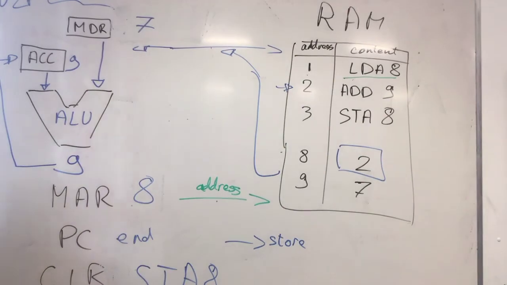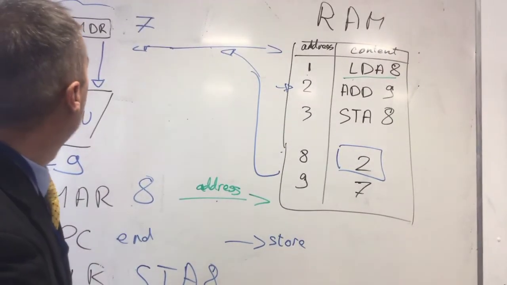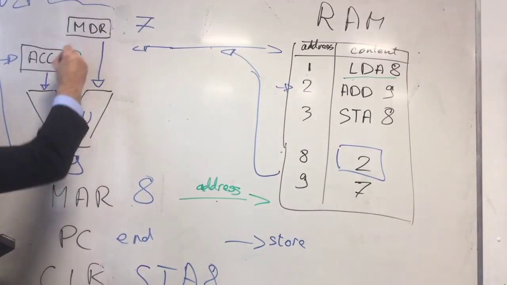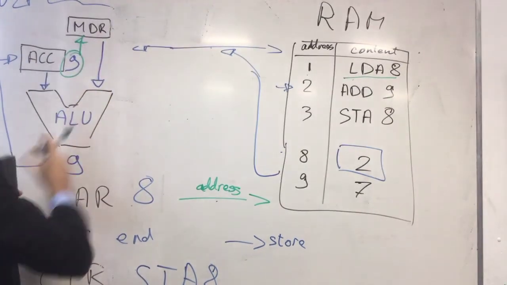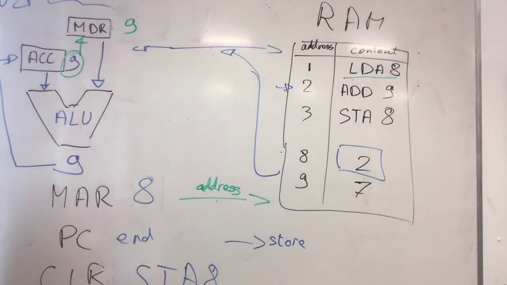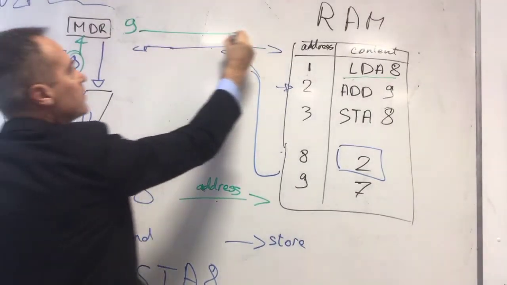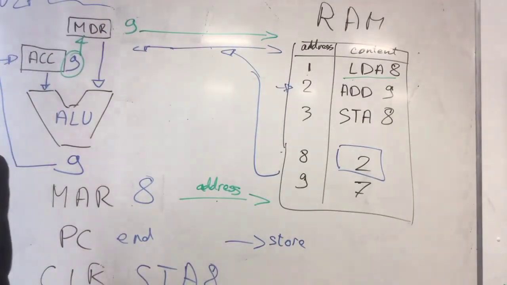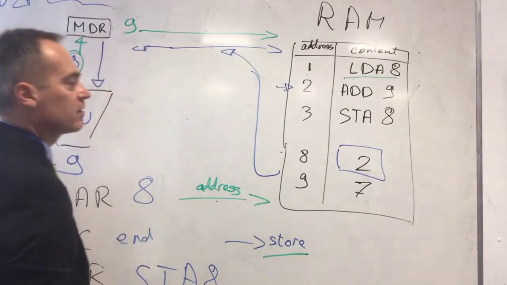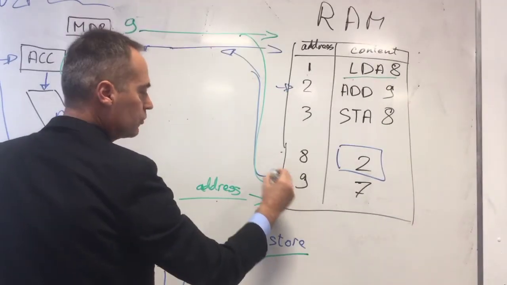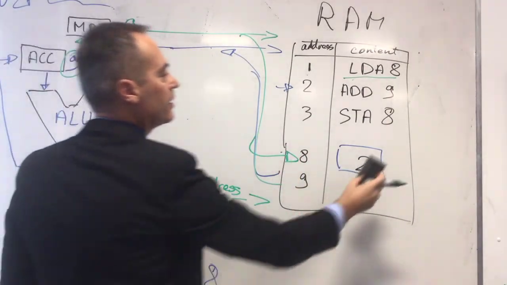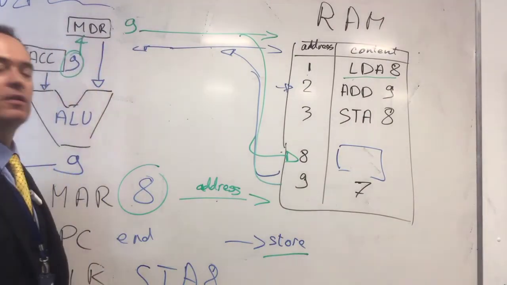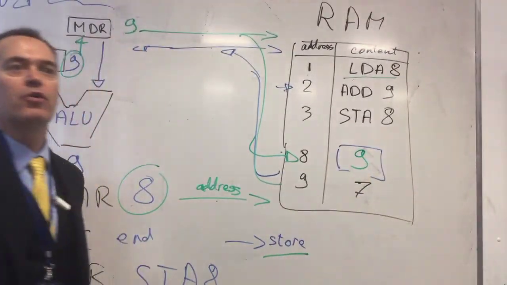If it's a store operation, something different will happen at the top here. I'm going to do it with green. So this number 9 goes into the MDR. And as it's a store operation, it will travel from the CPU to the RAM. The RAM has been instructed to store it, so it goes into address 8. So it goes here, and inside the memory, this becomes 9. And this is the end of our program.